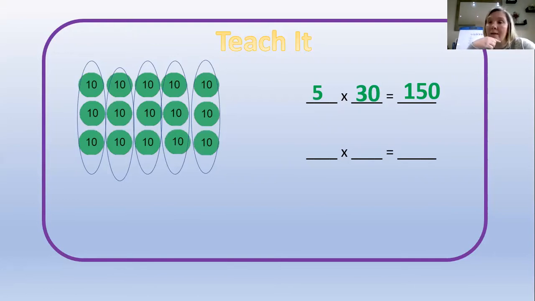What would our other array be? Write it down. What would the other array be?